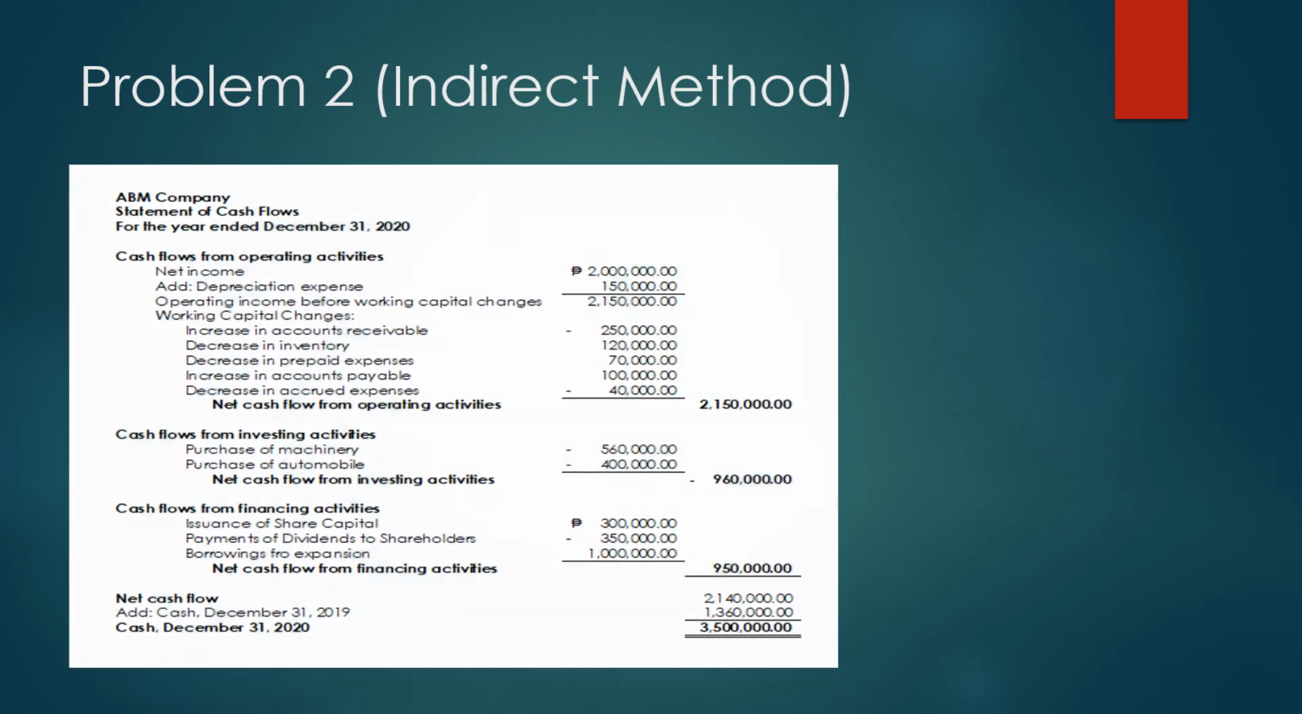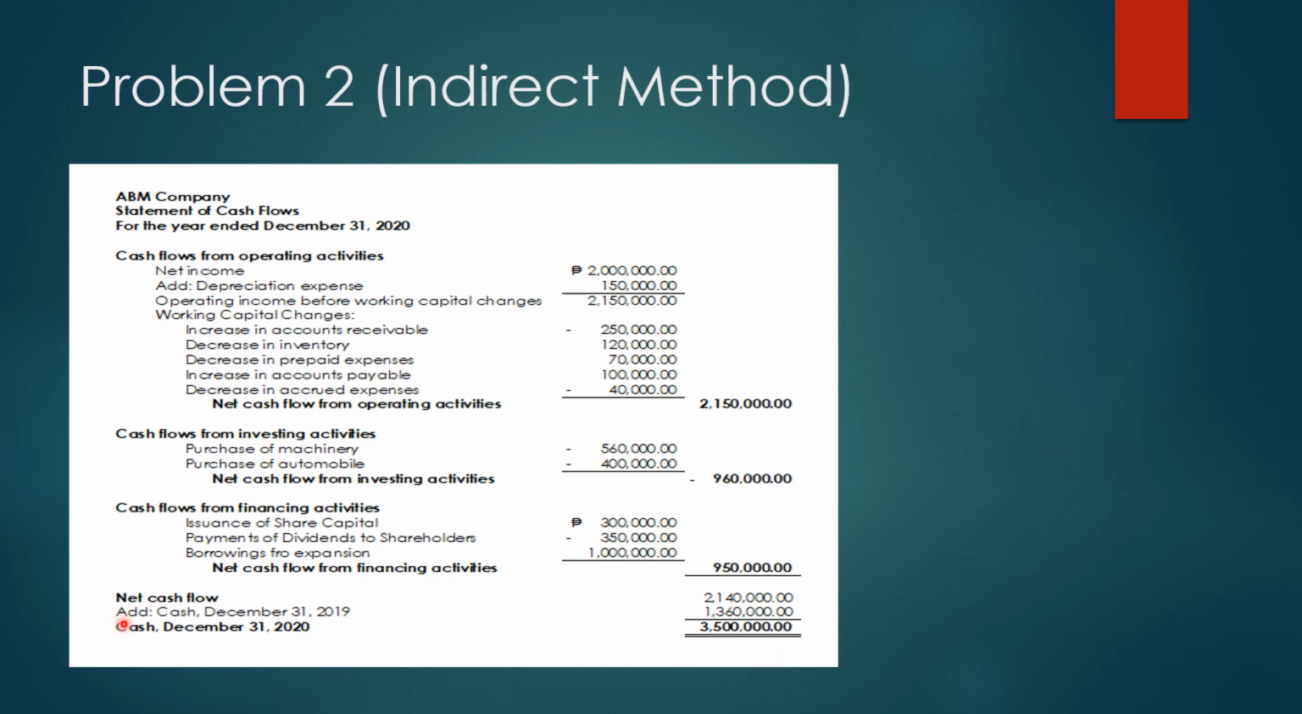Okay, so tapos ka na. Next mo nang kailangan gawin is the statement of cash flow. So, combine mo lang from operating to 150, investing, negative 960, financing, 950. So, pag pinag-add mo itong tatlo na to, makukuha mo yung net cash flow na to 140. Pero ang question kasi, how much is the cash ending? Ang cash ending is 3.5.